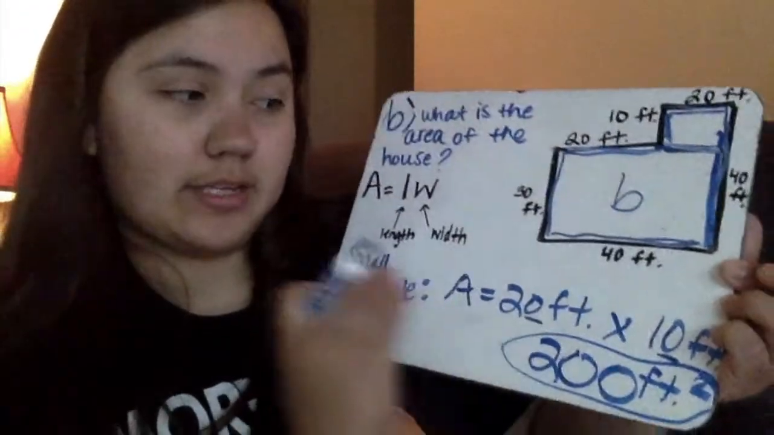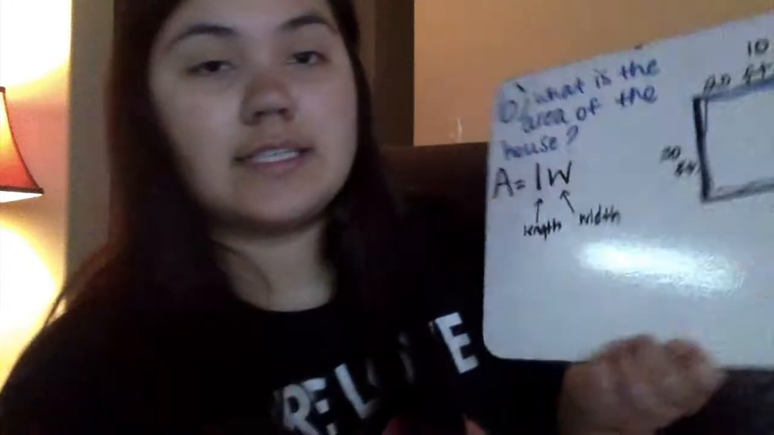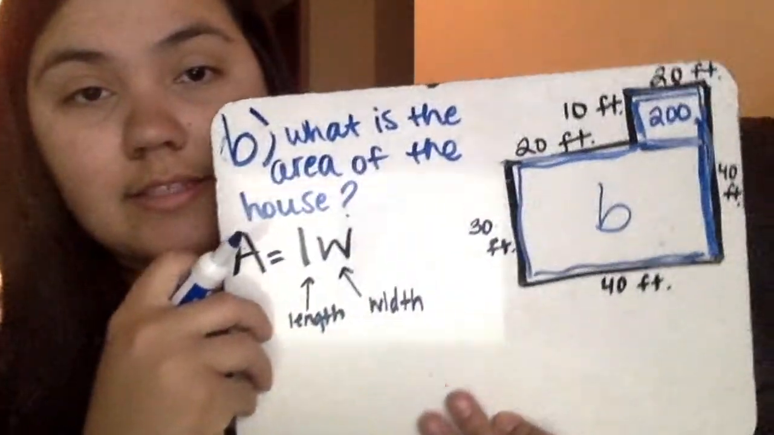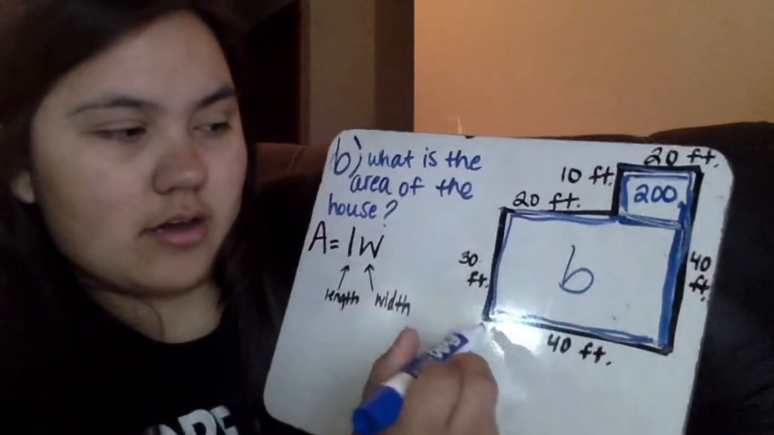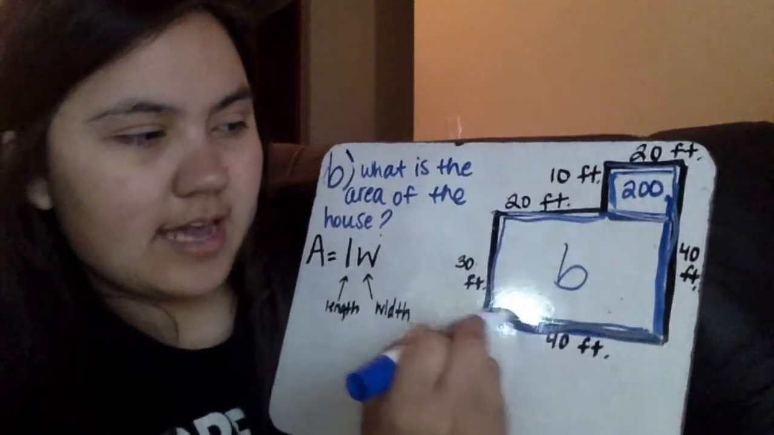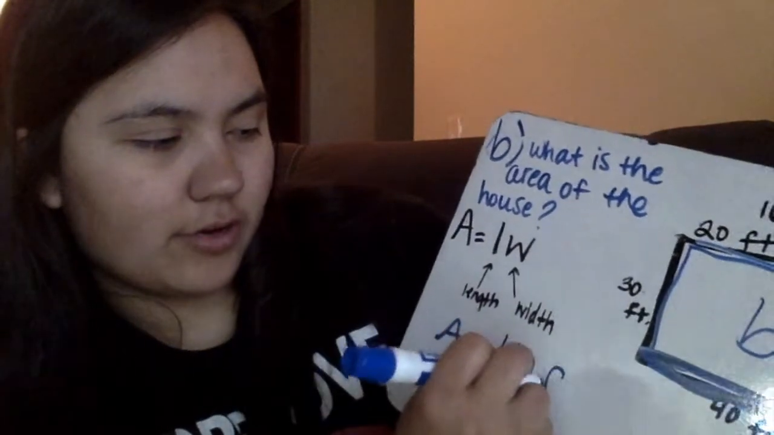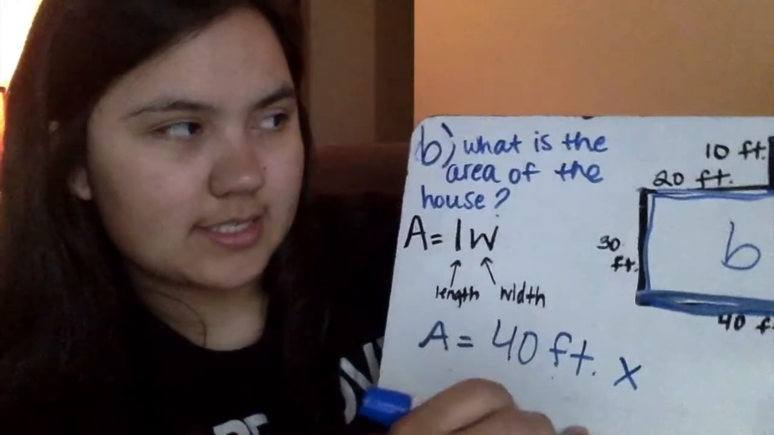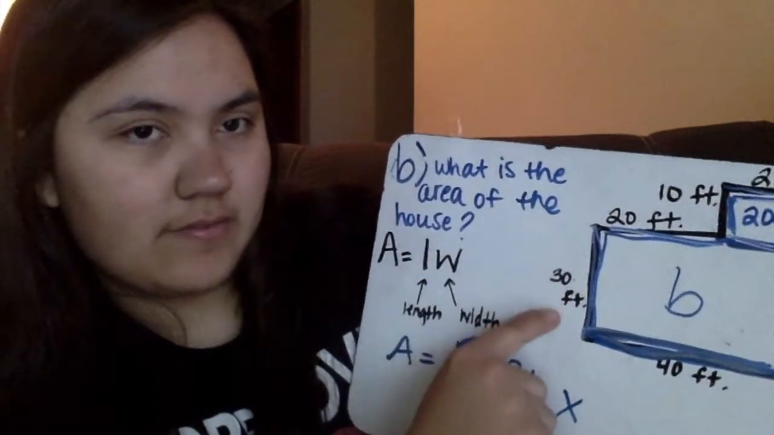Now I'm going to erase this quick so I can have more room, and we're going to do the big rectangle now. For the big rectangle, we're still going to use the same formula: area equals length times width. Now we need to figure out what the length is. All the way across this rectangle, that length is 40 feet. So we're going to take 40 feet, and then we need to figure out what the width is. How wide is it? It is 30 feet wide.